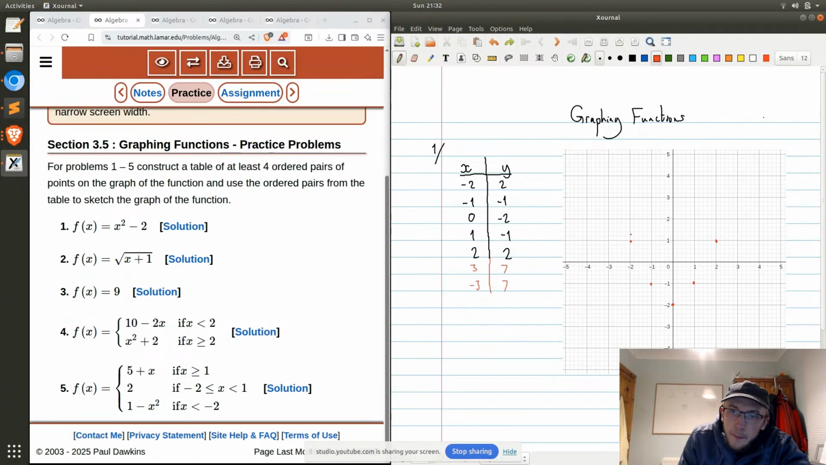So here we go. Best as you can, try to connect the points, although it's difficult on a computer using a graphics tablet to do this. But it'll look something like that.